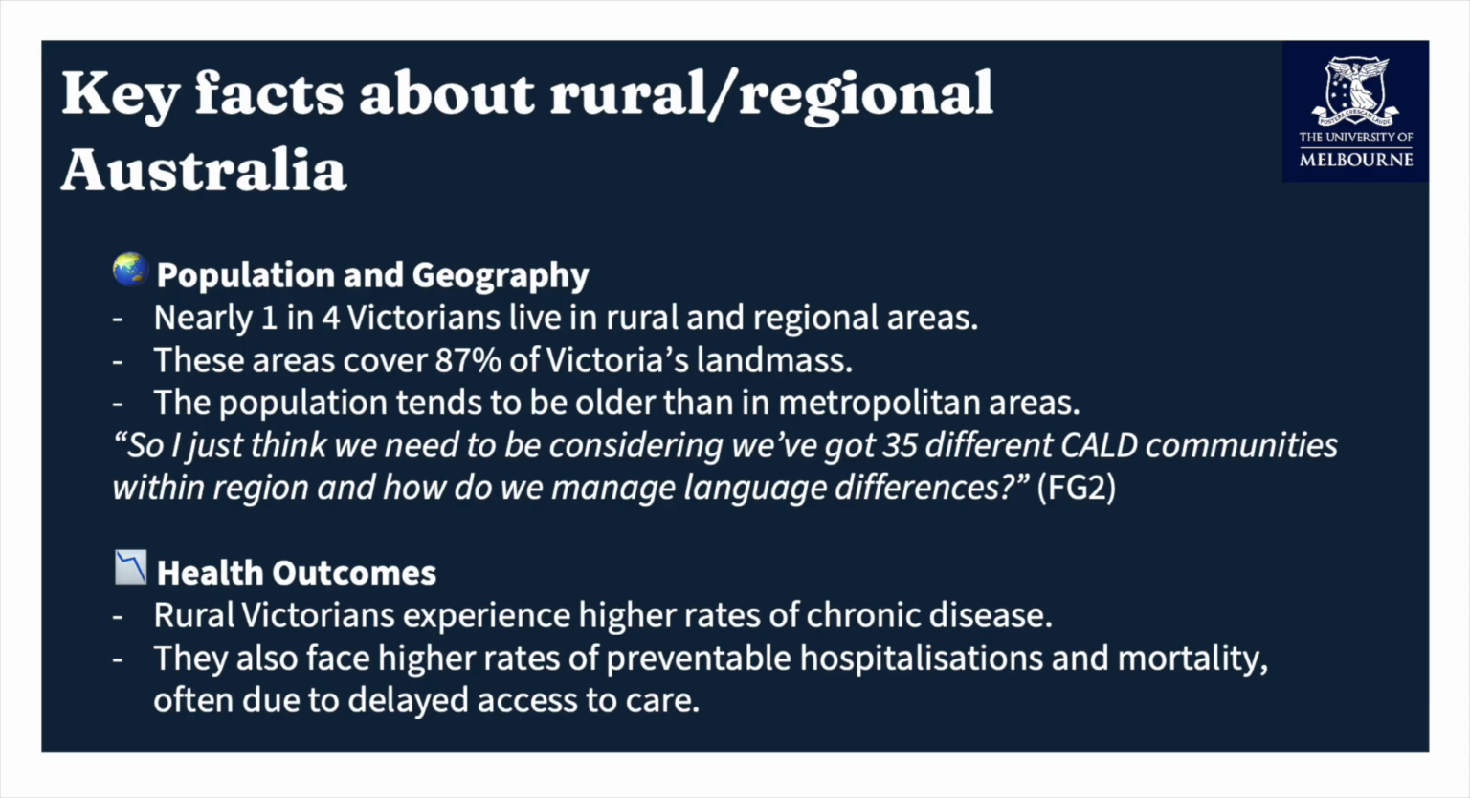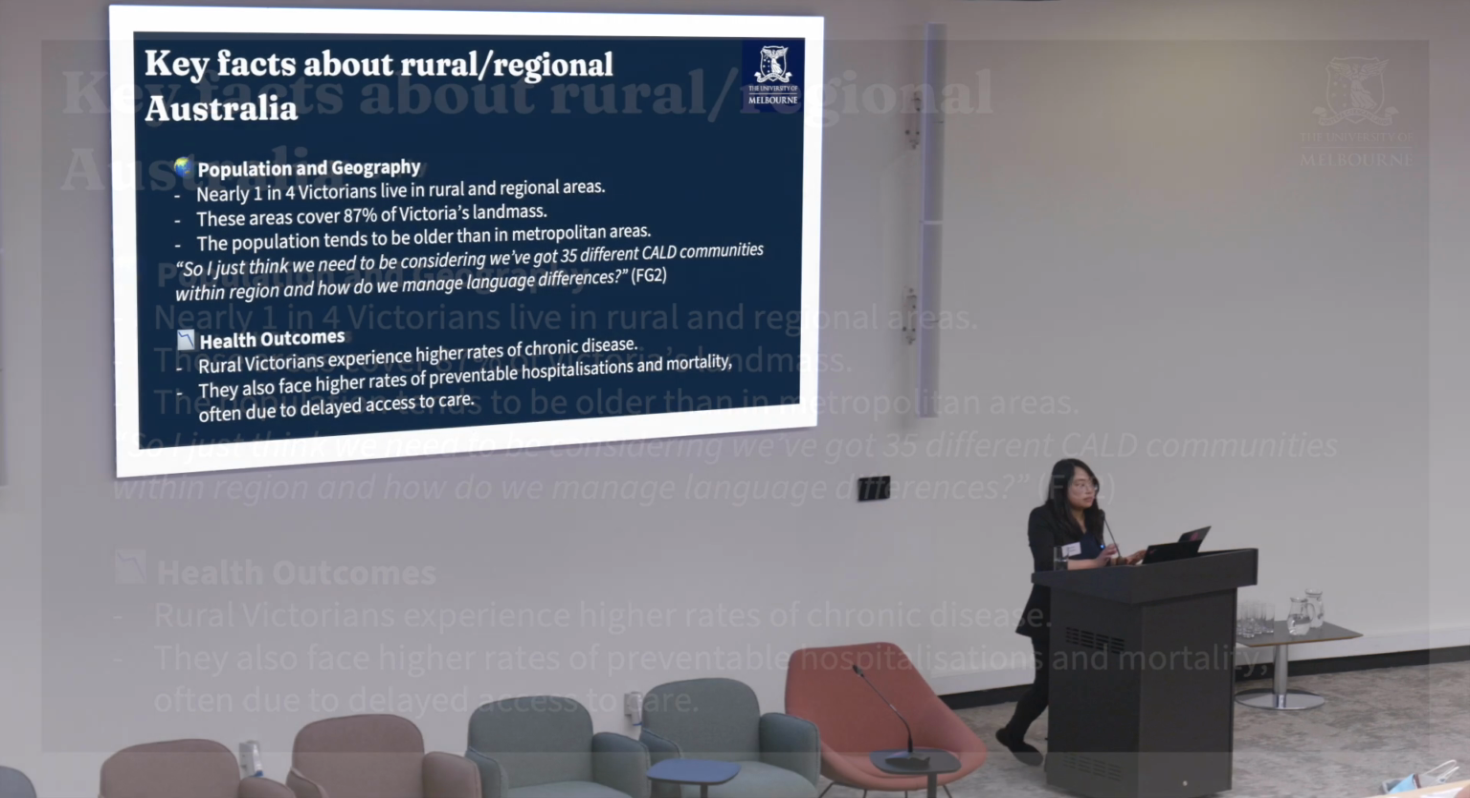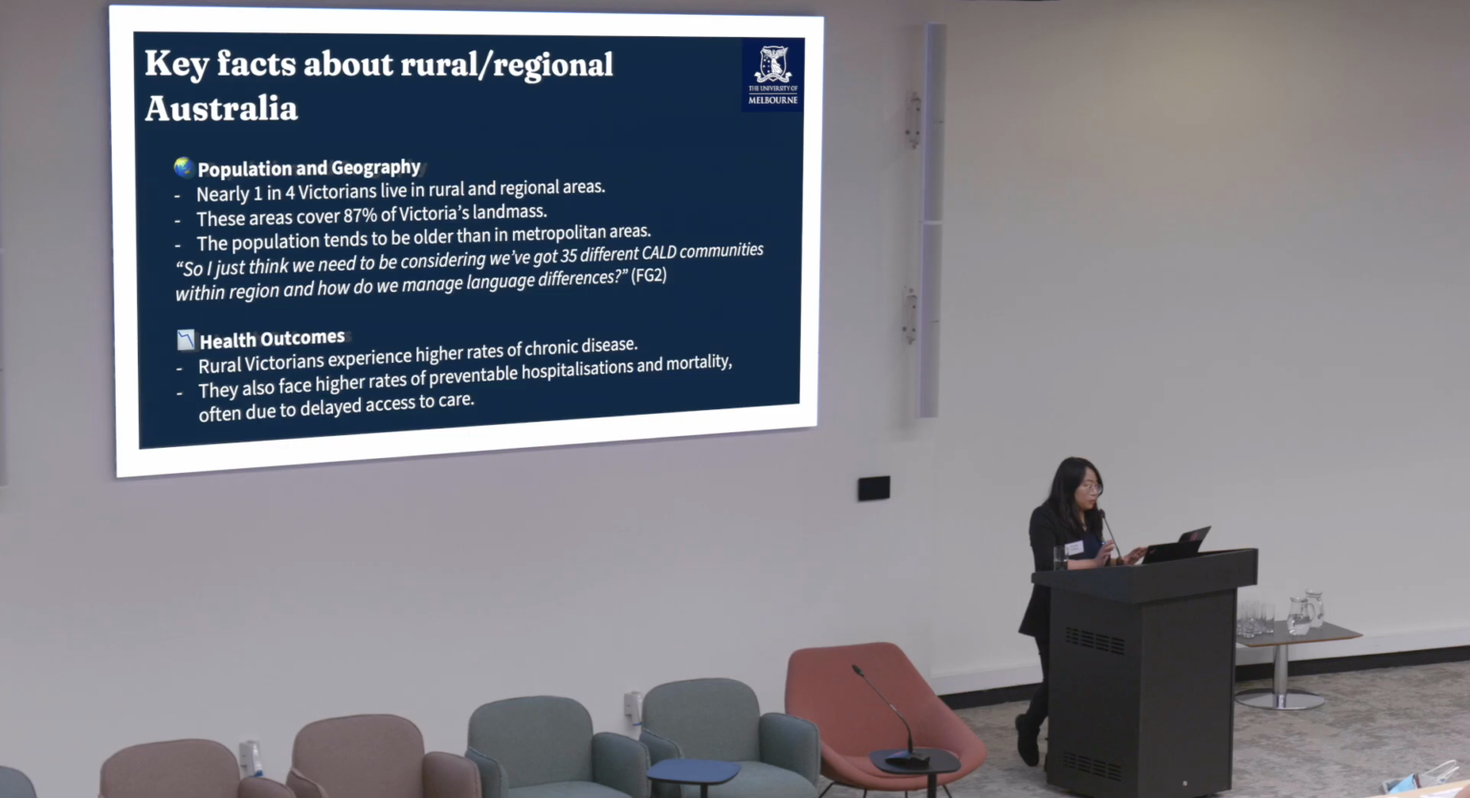So some facts about rural and regional health in Victoria. About 25% of Victorians live in rural and regional areas, and these areas cover about 87% of Victoria's landmass, with communities spread across vast distances. So imagine being the 1 in 4 living in 87% of the landmass versus the 3 in 4 living in the 13% of the landmass. And fun fact as well, this is something I Googled today, Victoria is the second smallest state in Australia, but the size of that is about the size of the UK, the whole country.